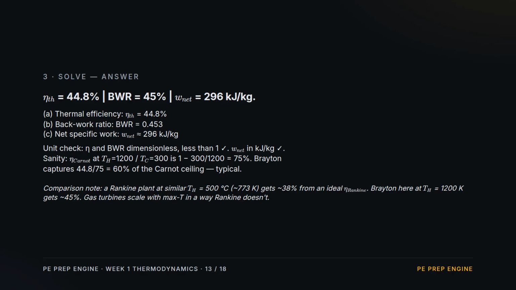The Carnot ceiling here is 75%, so Brayton captures about 60% of it, typical. A telling comparison: a Rankine plant at a much lower 500 Celsius max gets about 38%. This Brayton at 1200 Kelvin gets 45. Gas turbines scale better with max temperature, while combined cycle plants stack both.